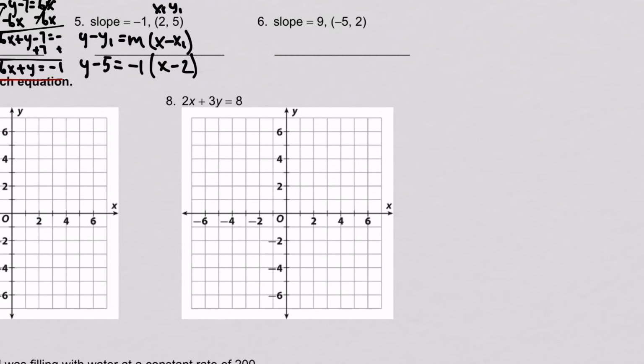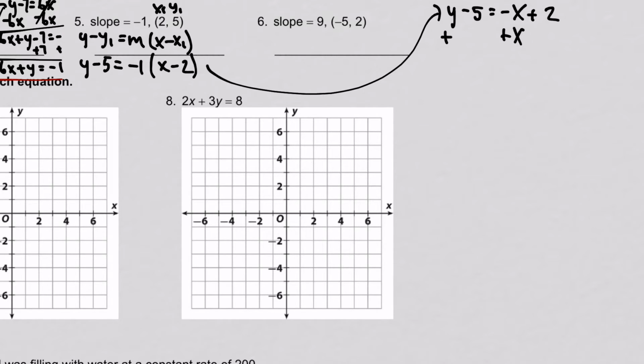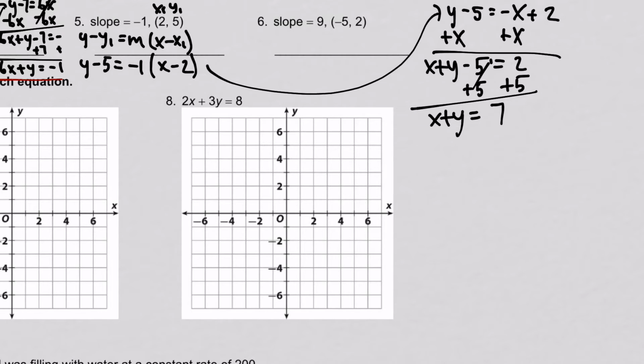We want standard form. So distribute the negative 1 right there. Negative 1 times x, and negative 1 times negative 2. So I'm going to continue over here so I can do my work. Y minus 5 is equal to negative x plus 2, right? Negative 1 times x, negative 1 times negative 2, positive 2. Then I'm going to add x to both sides. And so I have x plus y minus 5 equals 2. And finally add 5. X plus y is equal to 7. And that is your final answer for that one.